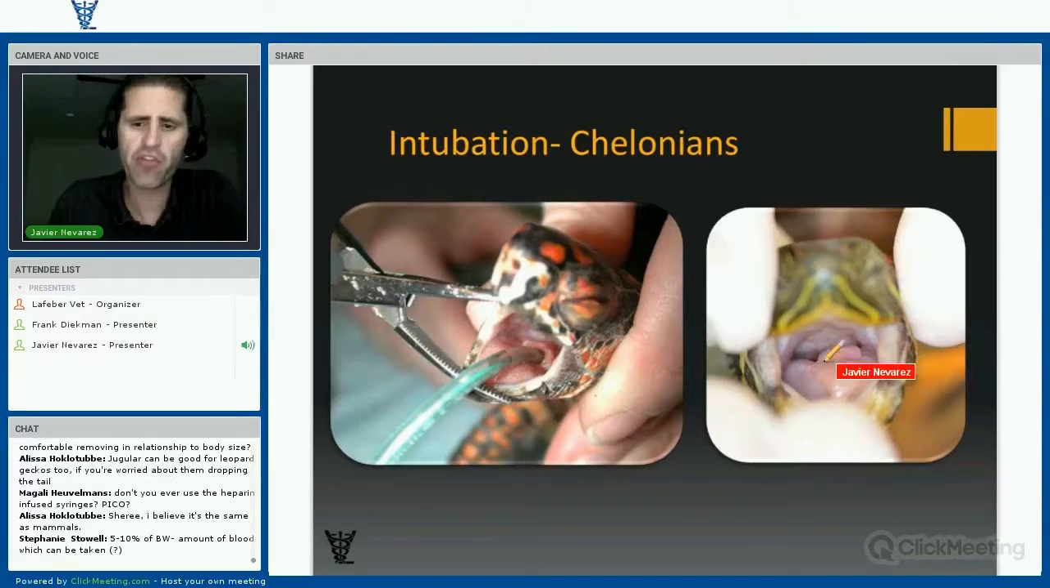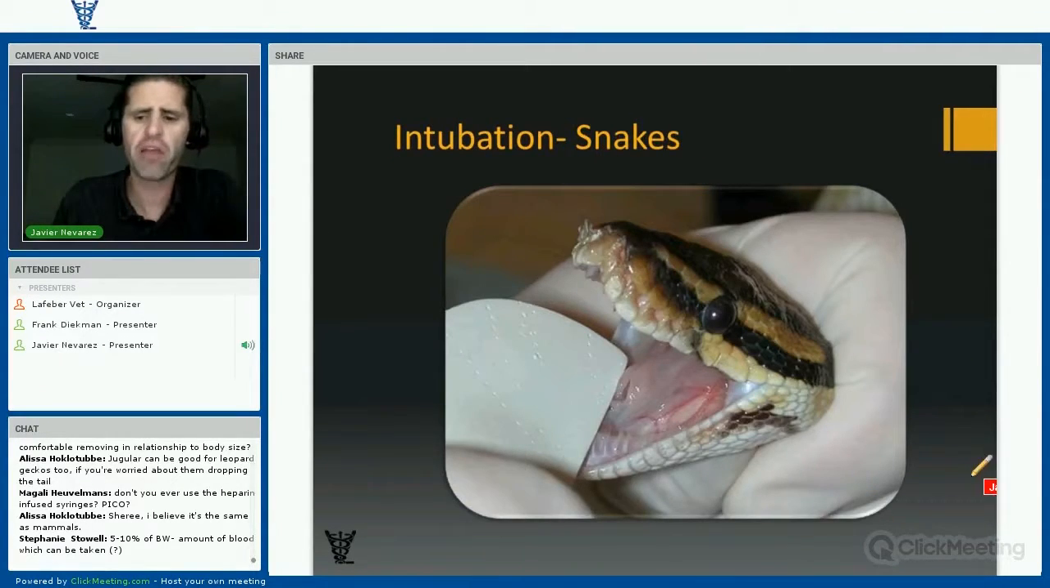So intubation, I'm just going to show some pictures real quick. In chelonians, you can see that the glottis sits right at the base of the tongue, and you can see that endotracheal tube in there. Remember that chelonians and crocodilians have complete tracheal rings, so the C's go together. Chelonians and crocodilians, the rings are complete. And then your squamates, which are your lizards and snakes, are incomplete.